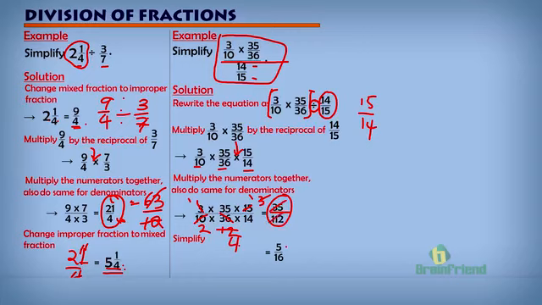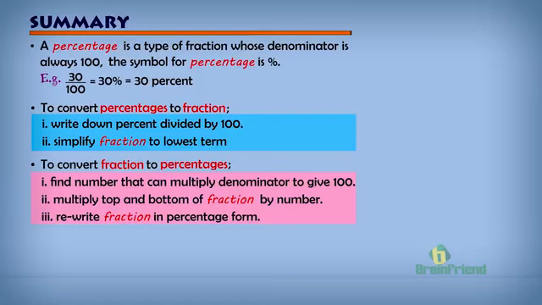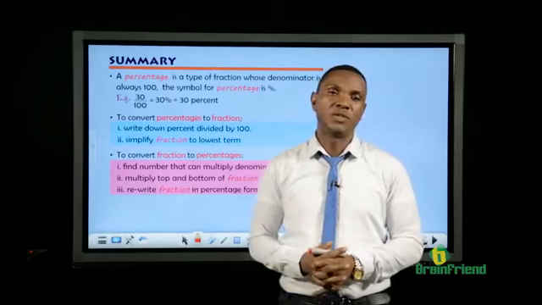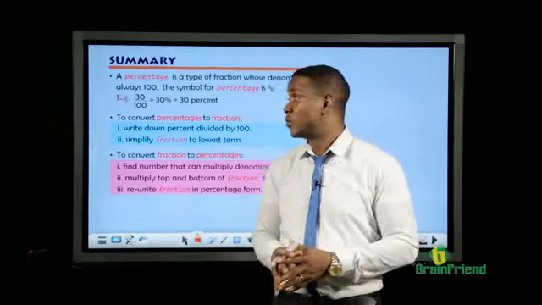7 goes in 112 will give us 16. 5 over 16 is the lowest term possible, and therefore, that's our answer. And so we've come to the end of our class for today. But first, let's take a recap to see if we remember all that we have learned today.